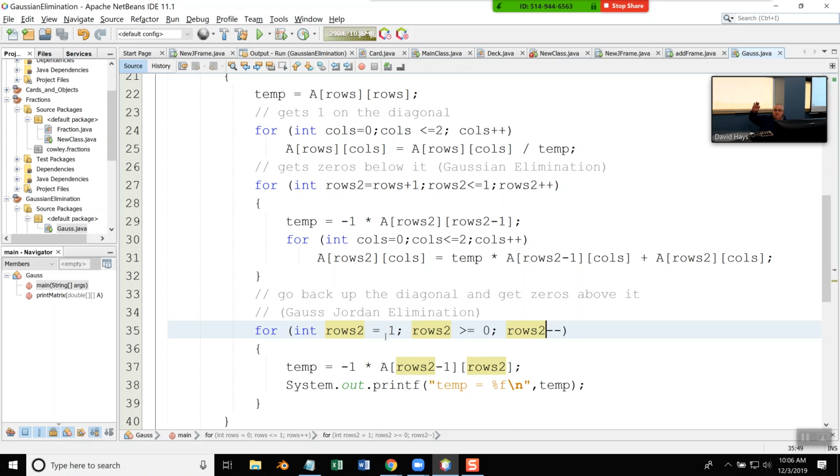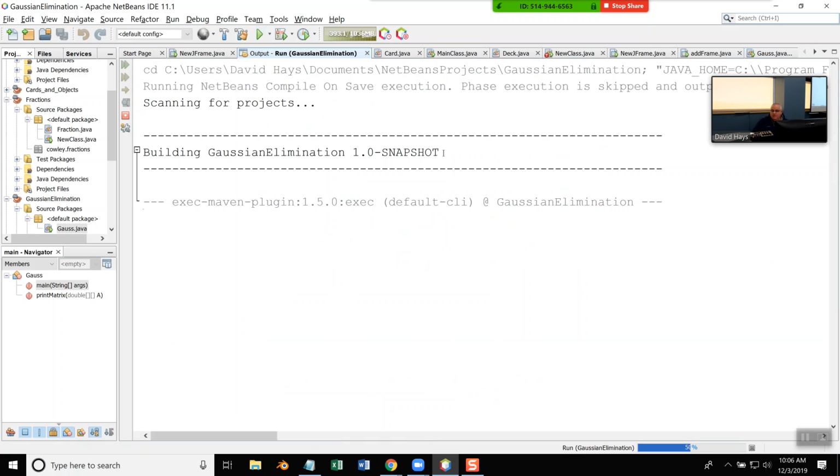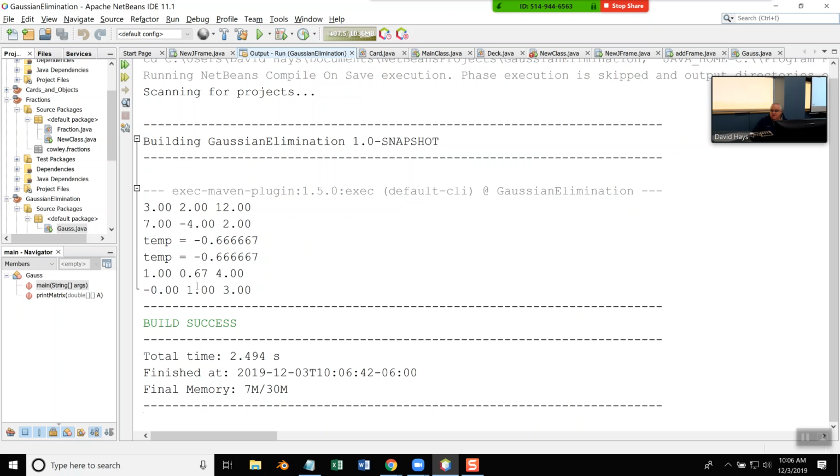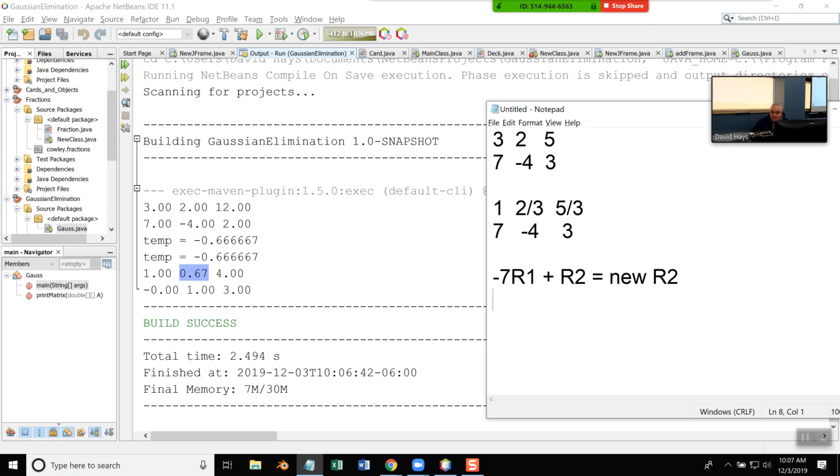Starting at rows2. Continue while it's not equal to 0, but it's greater than 0. Okay, so our temp is negative point six seven. So that looks right, doesn't it? Okay, so now we're going to take that temp number. Let me think about this from a math standpoint. We got 0.67, 0, 1, 3. So I want to take that negative 0.67 times row 2 and add it to row 1 in my new row 1.